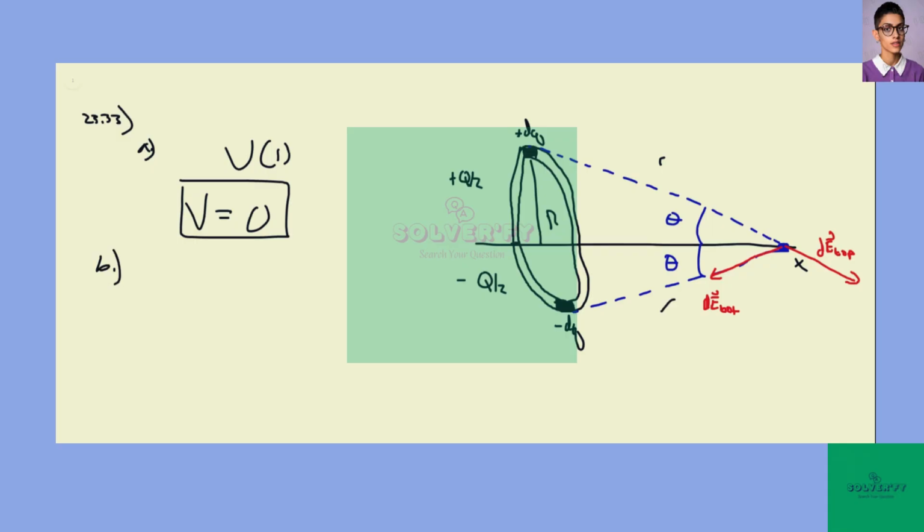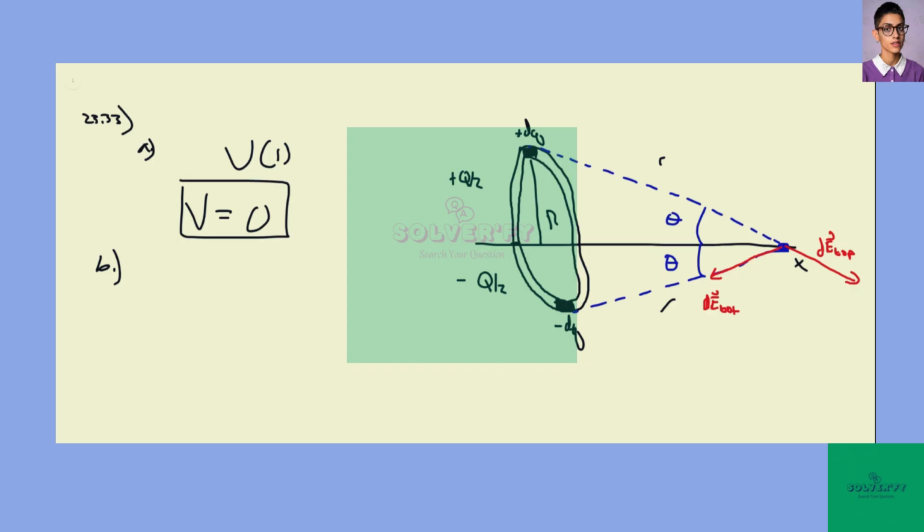So let's go on to B now. B wants us to say what we can say about the electric field at the distance x along the x-axis. Let V equal 0 at r infinity.